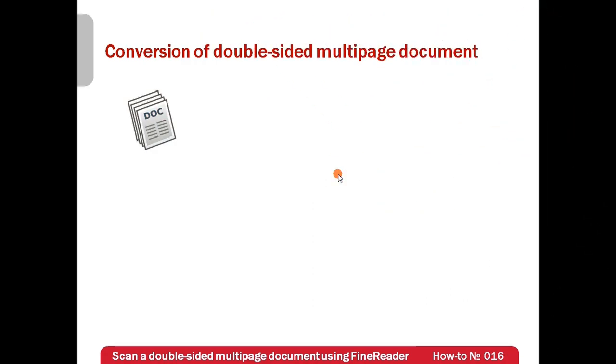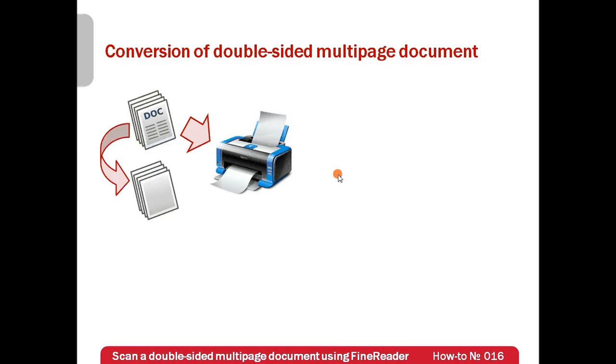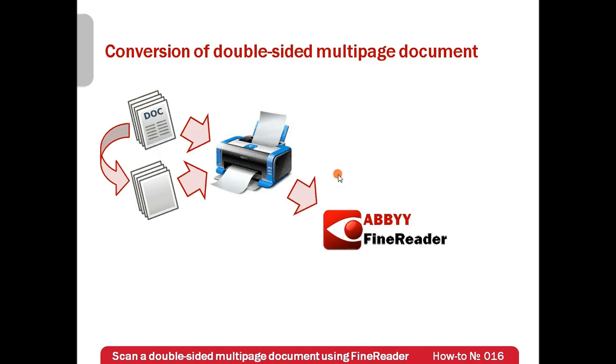This is our document, and as a first step I will scan its front pages. Let's call them odd pages. After that we will turn our document around and scan all its back pages. Let's call them even pages. All pages will be sent to ABBYY FineReader.